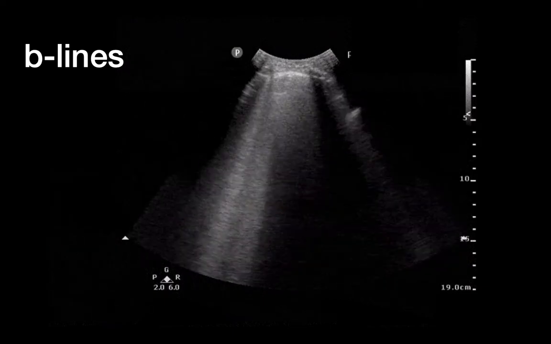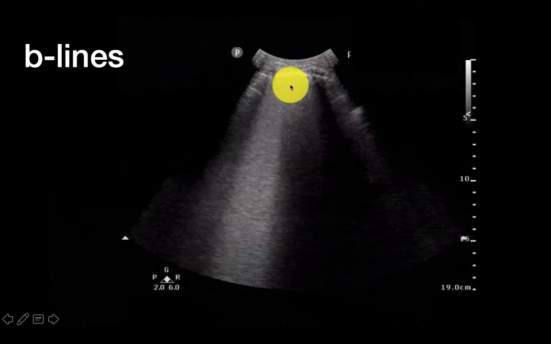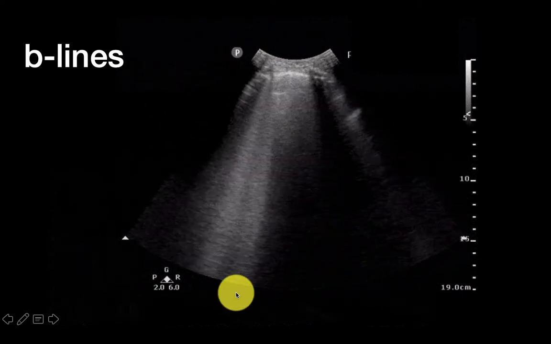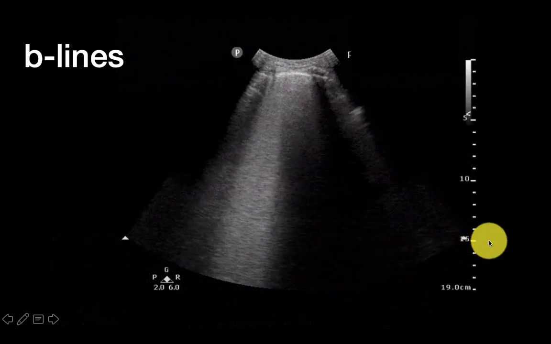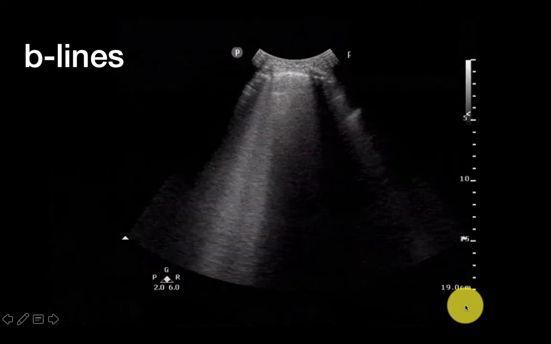Contrary to that, these are B lines. What you're seeing here is the pleural line at the top of your screen and these bright white comet tails that streak all the way down your screen. To technically be considered a B line, you have to have the streak go down to at least 15 centimeters. So you really want to optimize your depth for that.